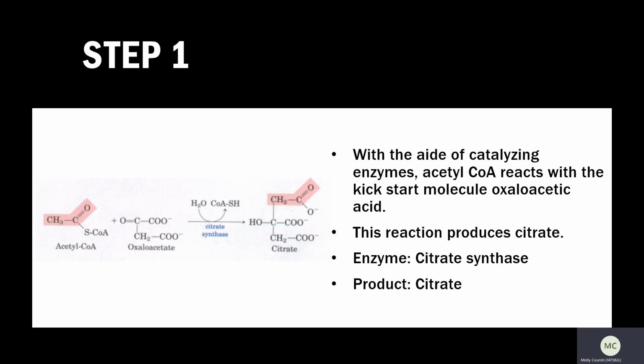The first step of the citric acid cycle begins with acetyl-CoA reacting with the kickstart molecule, oxaloacetic acid, or oxaloacetate. This reaction will produce citrate, which will be used in the next step. The enzyme that will be catalyzing this reaction is citrate synthase.